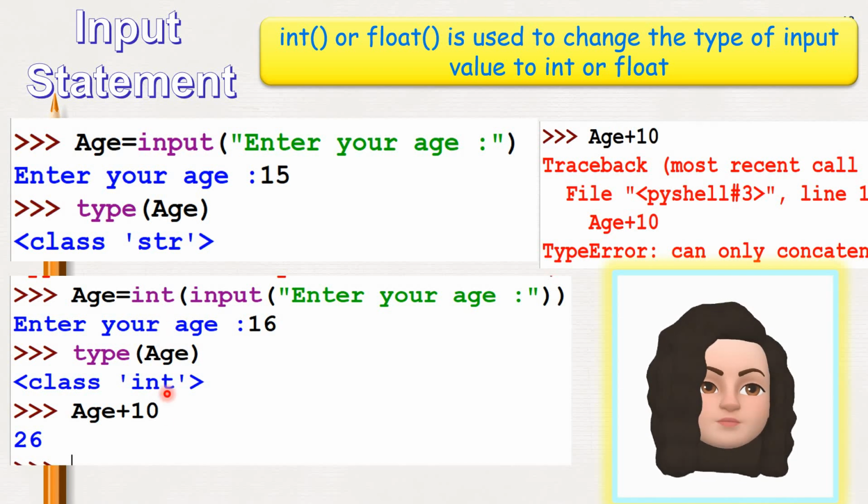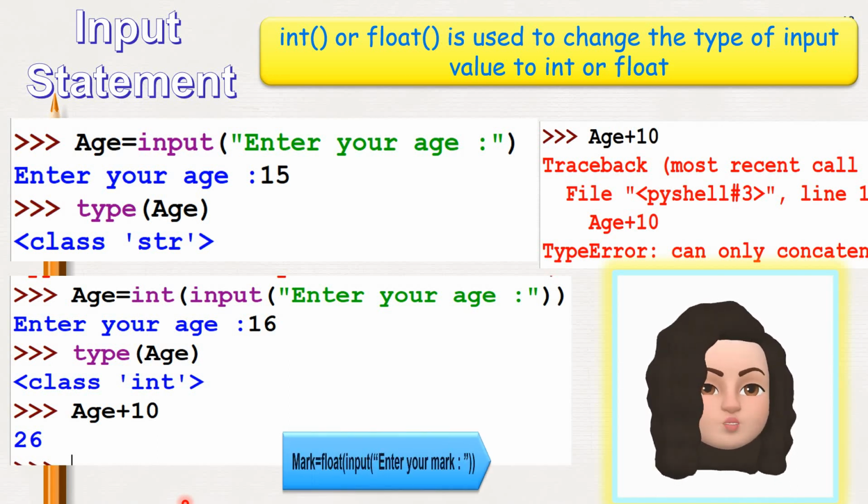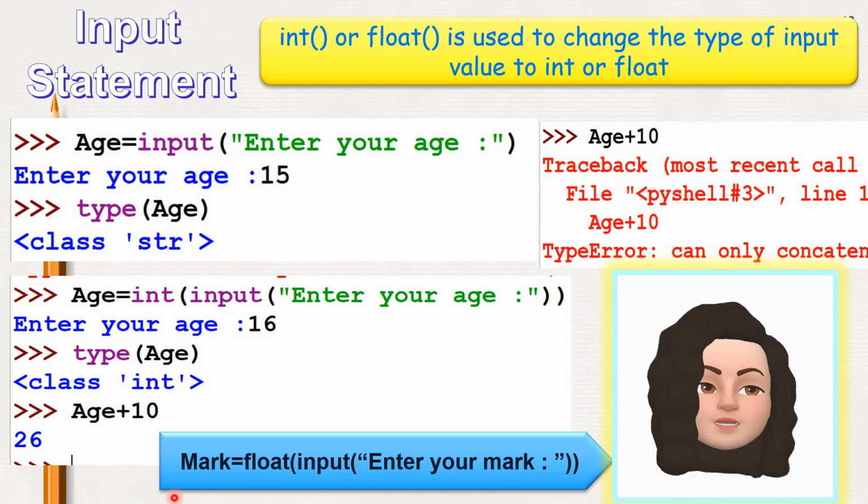Now let's try to add a value along with this variable. So age plus 10, yeah, it is possible to add. Age is 16, 16 plus 10 is 26. So a string data type is converted into integer data type using the int function for the input statement. Suppose you want the input statement to return a float data type, then you have to use the float function. Mark is equal to float of input of "enter your mark". Then that will return a float data type.